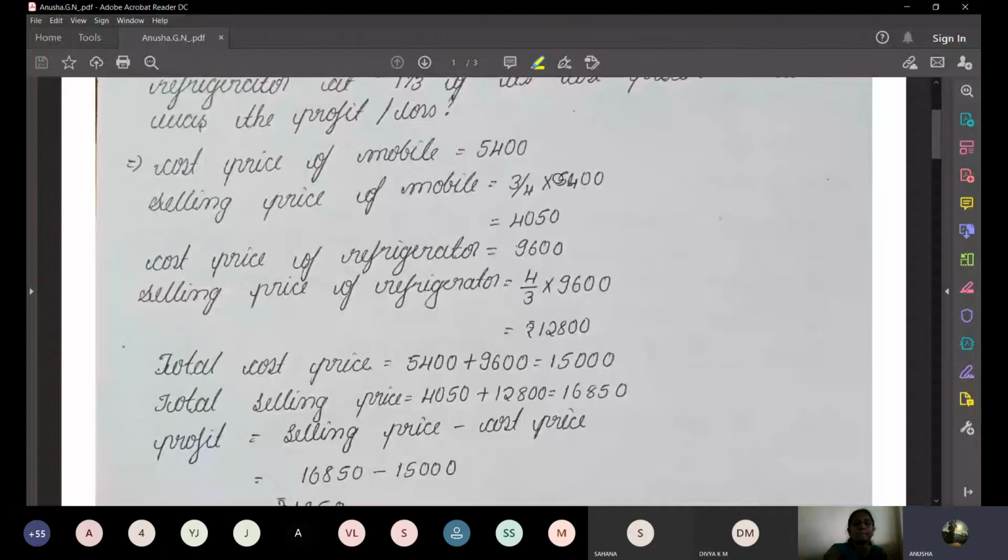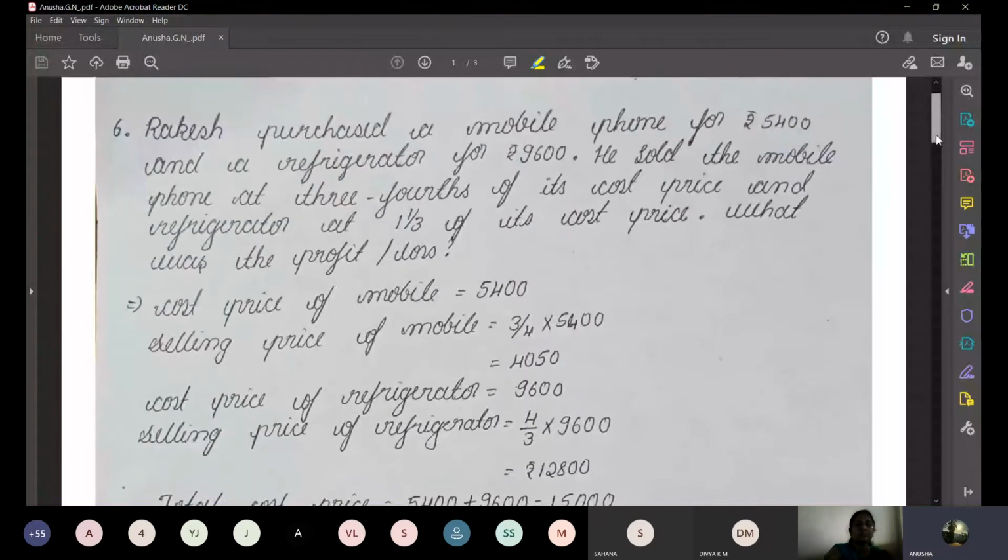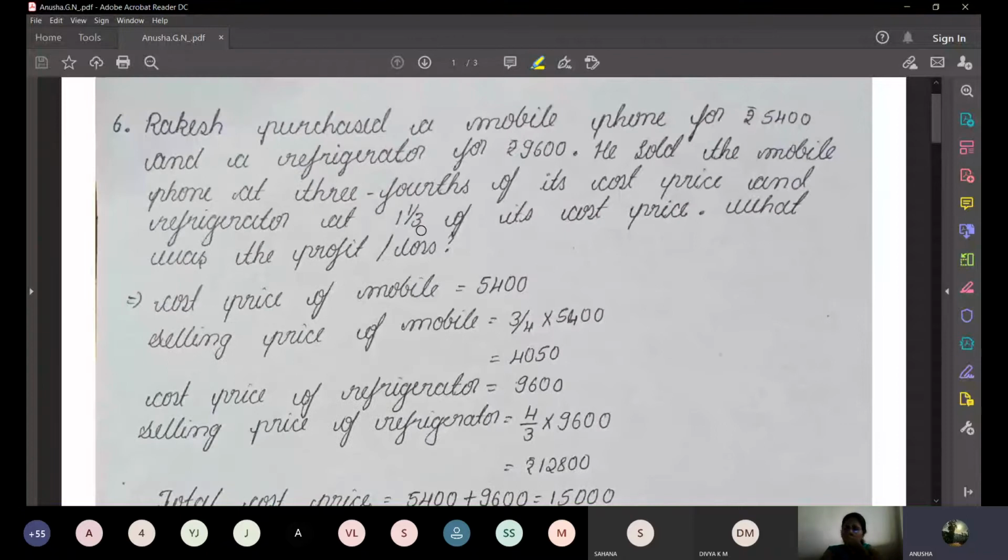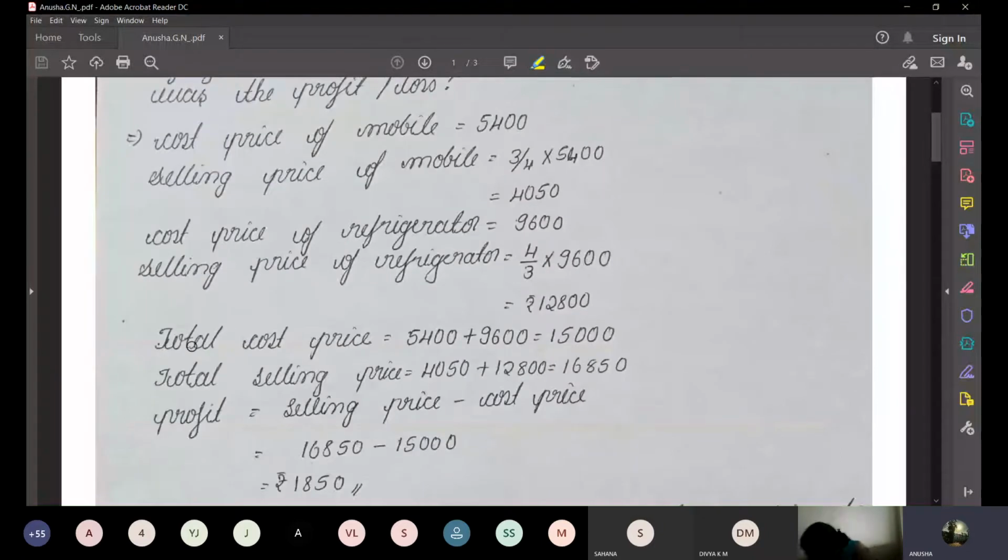Now he purchased a refrigerator for rupees 9,600. In the problem it is given as a mixed fraction, so we should convert this mixed fraction into an improper fraction. 3 into 1 plus 1 is equal to 4 by 3. In improper fraction it is 4 by 3. He sells the refrigerator for 4 by 3 of his cost price. So 4 into 9,600 divided by 3. By solving this we get 12,800. He sells his refrigerator for 12,800.